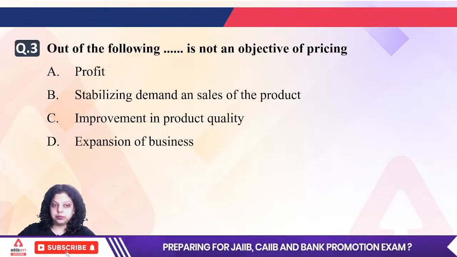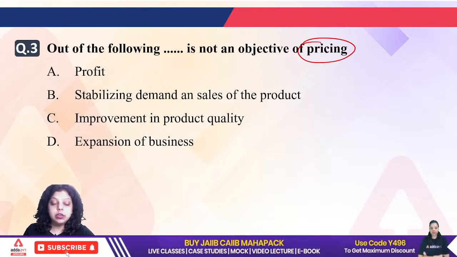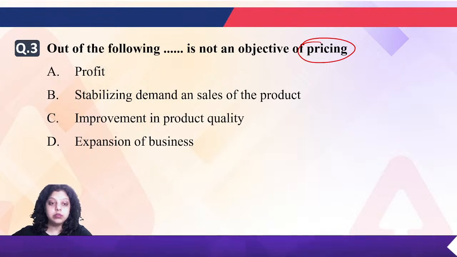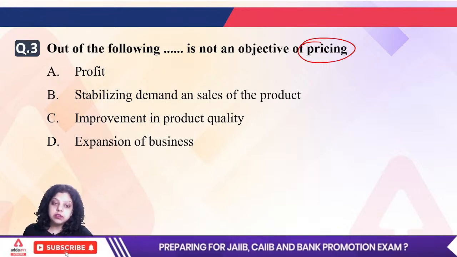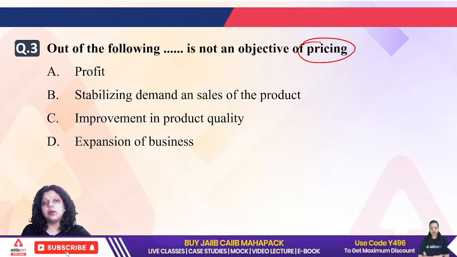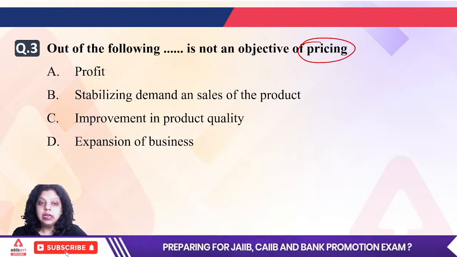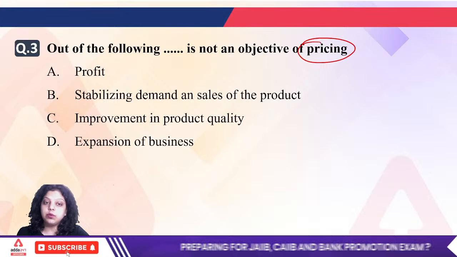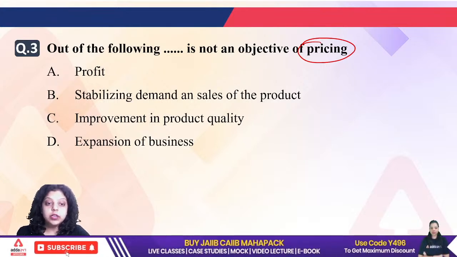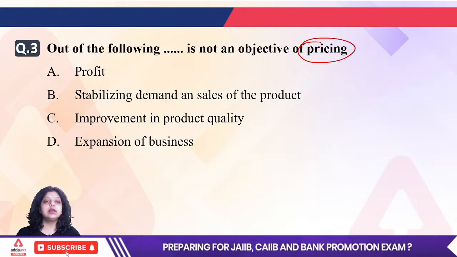Okay, next. Out of the following, which is not an objective of pricing? So we know what the marketing mix is. There are 4 P's of marketing, and now there are 7 P's of marketing also. Out of the following, which is not an objective of the pricing mix? First is profit. Second is stabilizing demand and sales of the product. Third is improvement in product quality. Fourth is expansion of business. So when you are deciding the price, when you are performing the pricing mix activity, which of the following will not be covered under that?